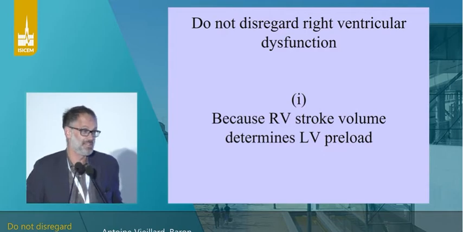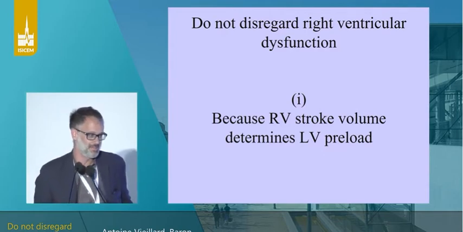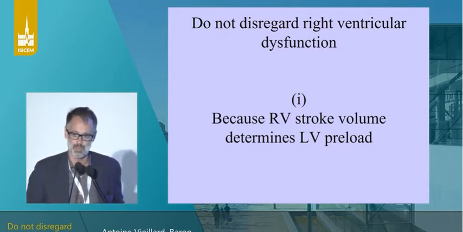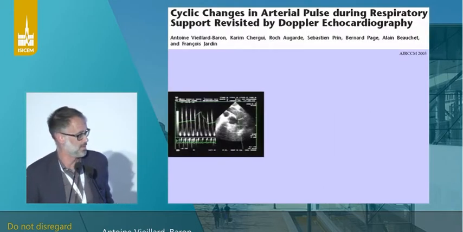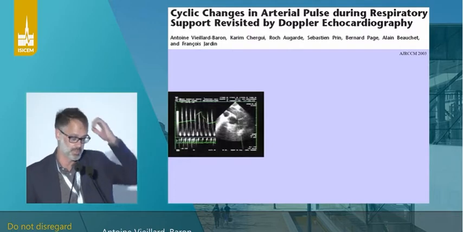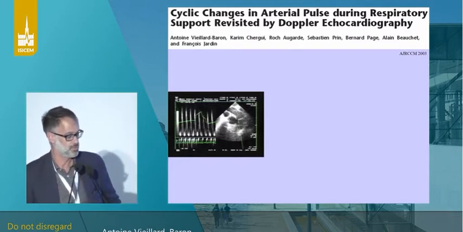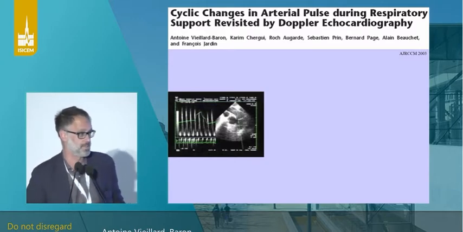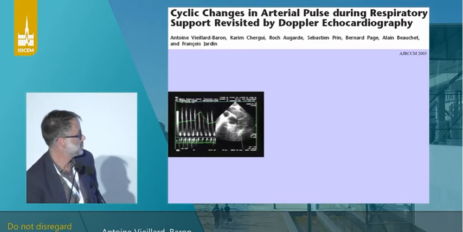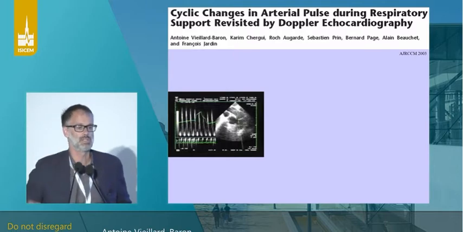First, this is very obvious because the RV stroke volume determines the LV preload, and so at the end, the LV stroke volume and the cardiac output. And this is something in a patient under positive pressure ventilation that you may visualize very well. Here, this is RV stroke volume, cardiac beat per cardiac beat along the respiratory cycle. You see just at the beginning of the tidal inflation that the RV stroke volume starts to decrease, with a major decrease at the plateau.